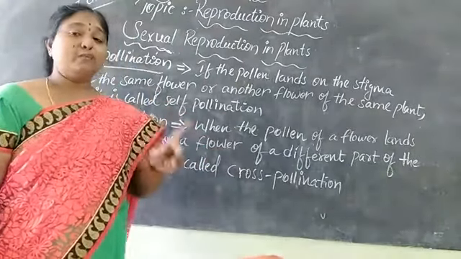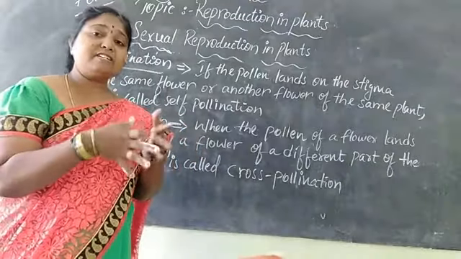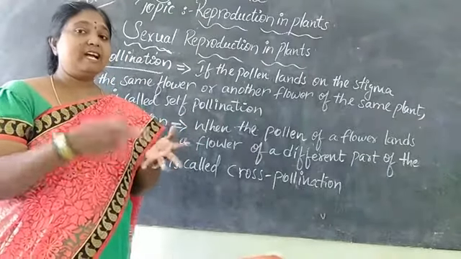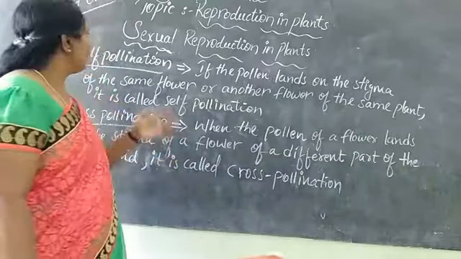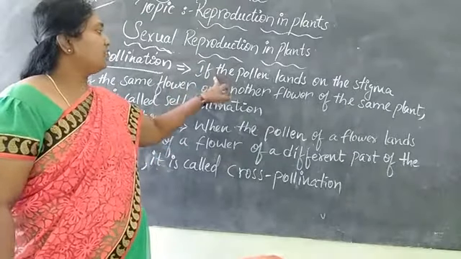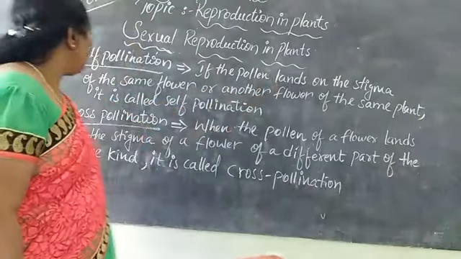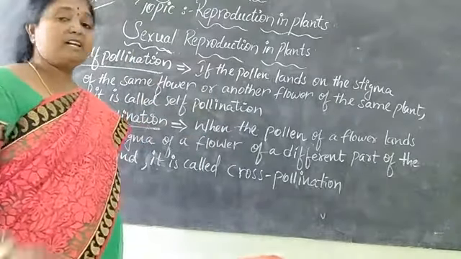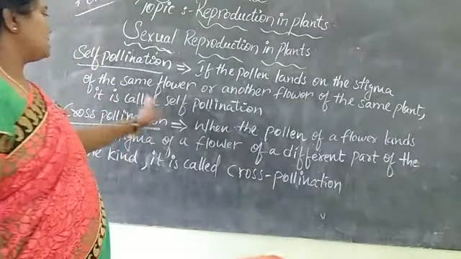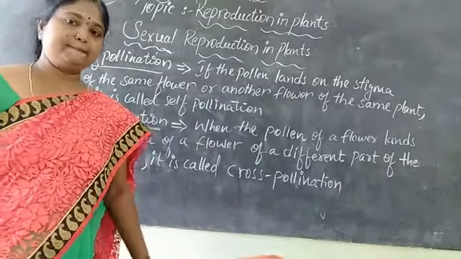That means in one tree many flowers will be there, and in those flowers they can combine, that is the anther and the stigma. So self-pollination: if the pollen lands on the stigma in the same flower or another flower in the same plant, we call it self-pollination.